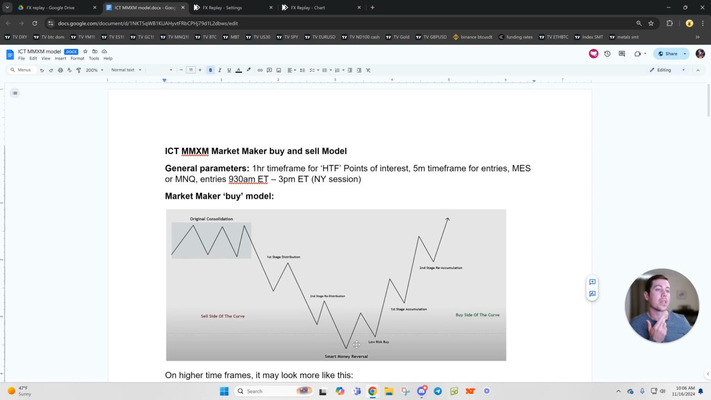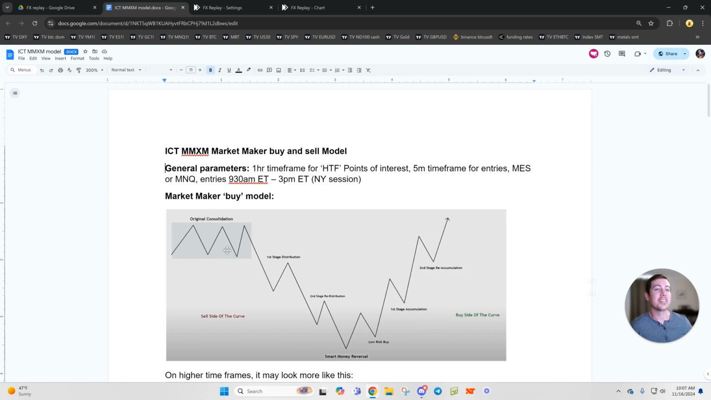And then after that reversal takes place, there are three legs to the upside that you could trade any of. The low risk buy is called that because you have a pretty good risk to reward, assuming price is going to get back up here eventually. If you're buying down here, there's not a whole lot of risk relative to the reward. So the risk to reward is really good for these low risk buys, but they're also generally a little lower win rate because it's harder to nail these as well. And then after price has shifted market structure to the upside, you're essentially just looking for a trend continuation with this first stage accumulation and second stage accumulation, reaccumulation, obviously on the buy side of the curve.